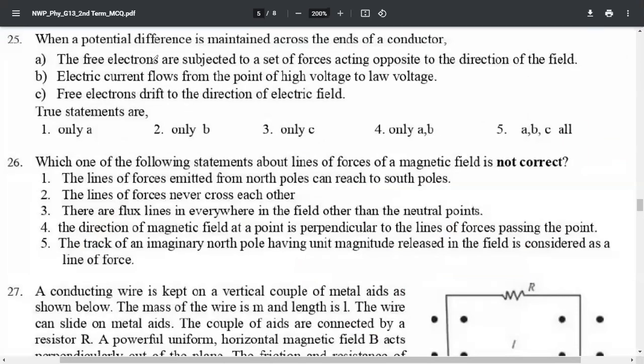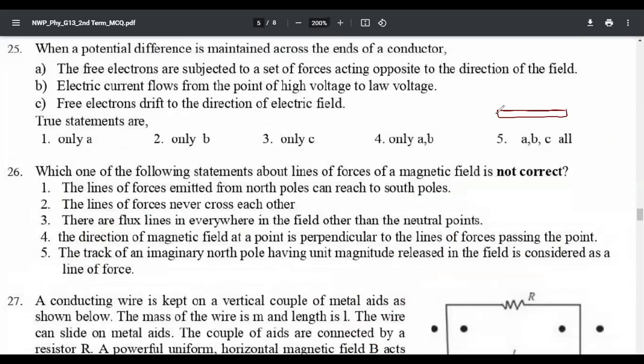When a potential difference is maintained across the ends of a conductor, right? Now, think of this as the conductor. And the potential difference is maintained means you connect a battery like this. When you connect a battery like that, what happens? Current flows this way. Right? Current is going to flow this way.